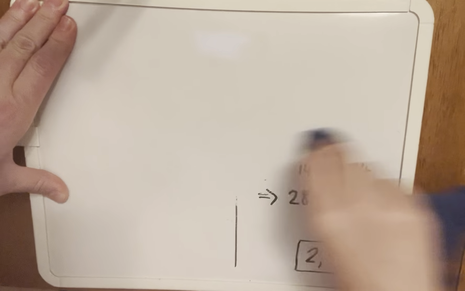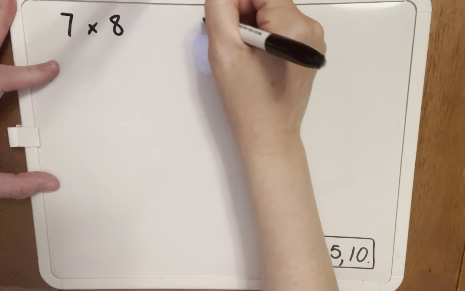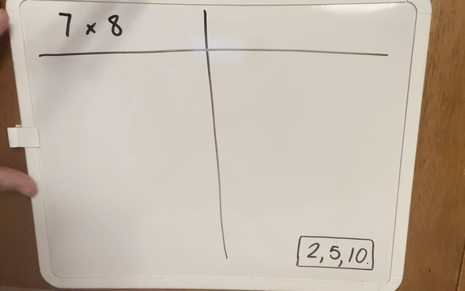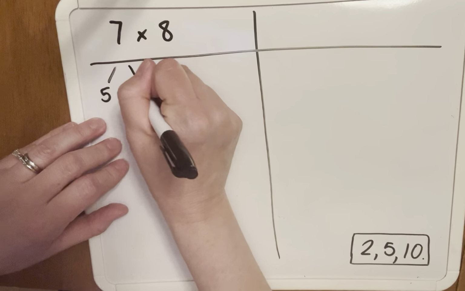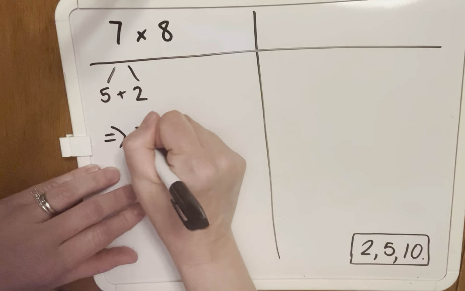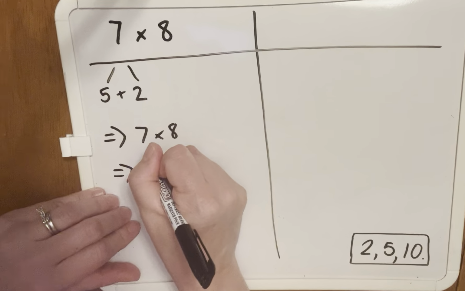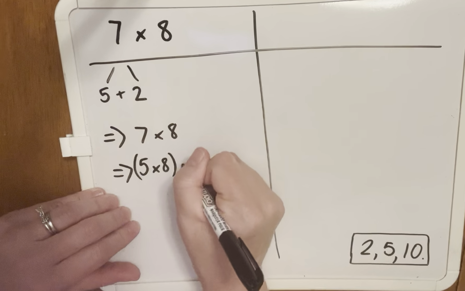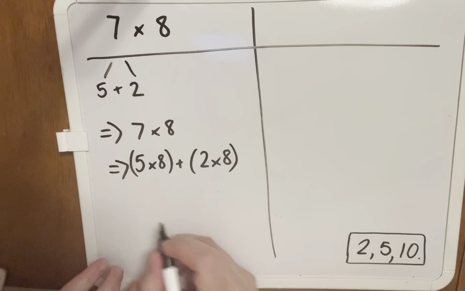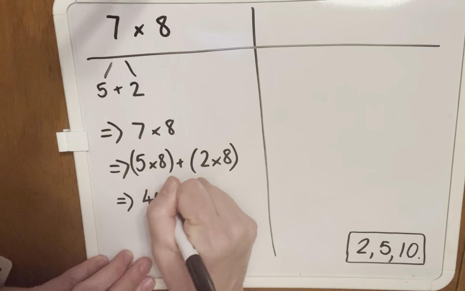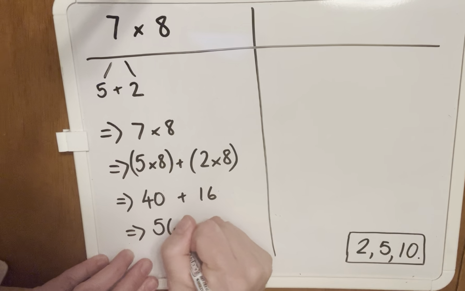Let's have a look at, say, 7 times 8. Okay, 7 times 8. And we'll do this 2 different ways as well. Let's break the 7 up into 5 plus 2. So we're going to rewrite it. 7 times 8 is the same as 5 times 8 plus 2 times 8. And if you know your 5 times tables and your 2 times tables, this should hopefully be fairly easy. 5 times 8 is 40, and 2 times 8 is 16. When you add those numbers together, you get 56.